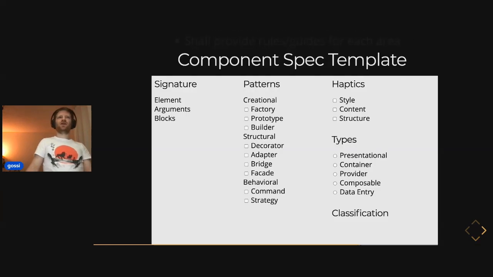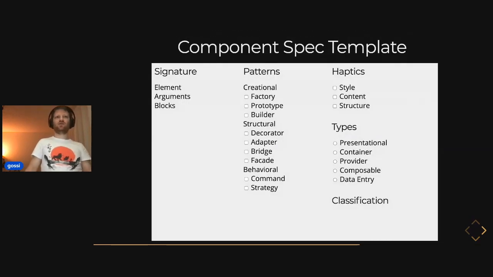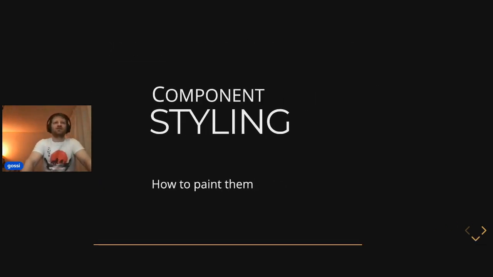So if we add the classification to the component spec template, it just says build your own map, because there's no recipe that you can use. You need to fit that in your own application, in your own architecture. All right. So next up is styling.